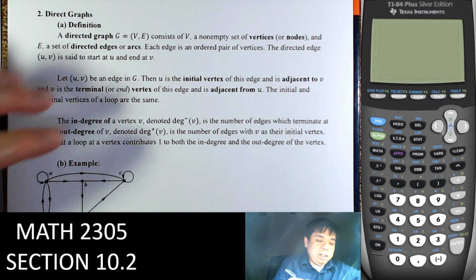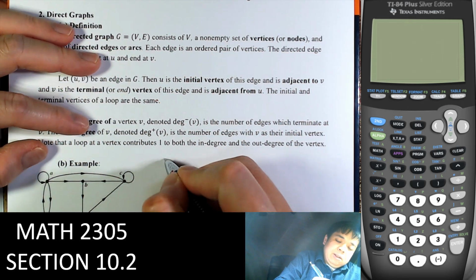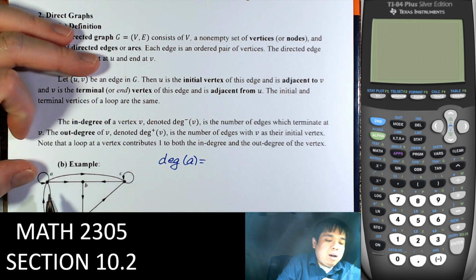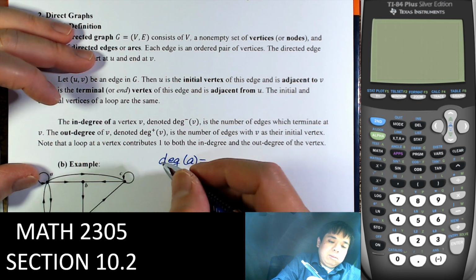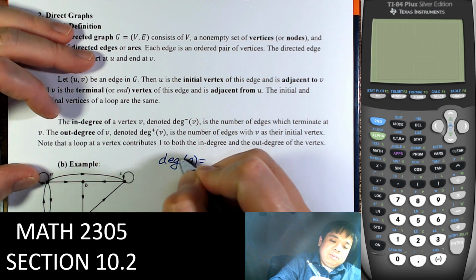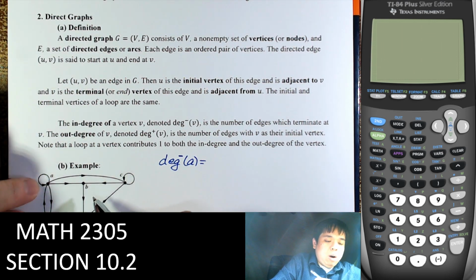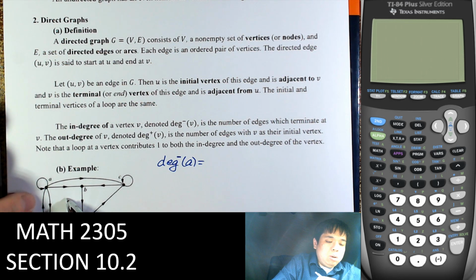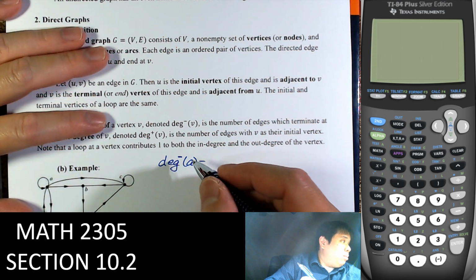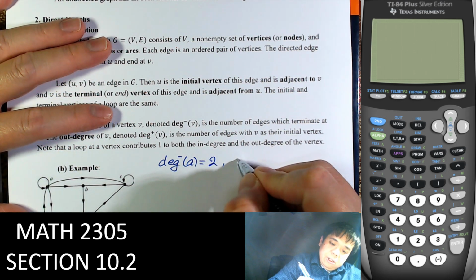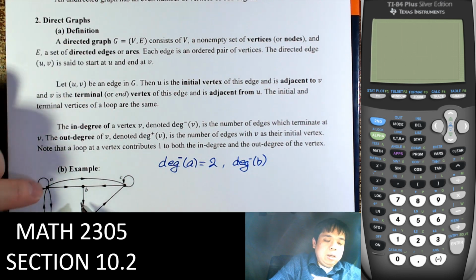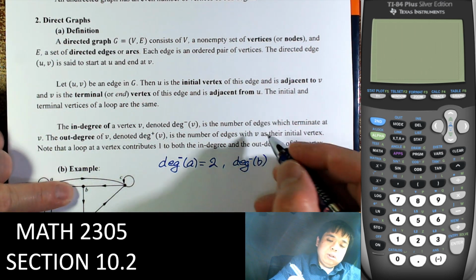Just write what we have for degree. A: how many coming in? Minus is in. So 1, 2, degree of A minus is 2. B: 1, 2.